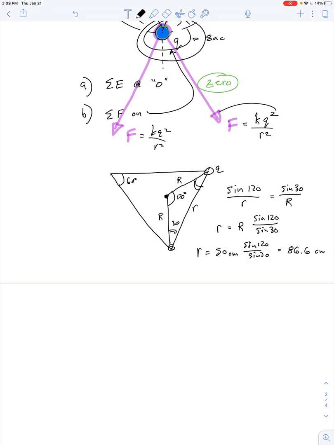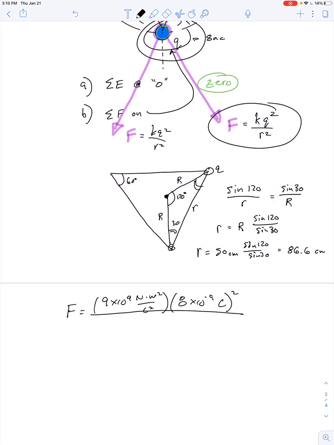Okay, so let's do some computation here. F all by itself is equal to 9 times 10 to the 9th Newton meter squared per Coulomb squared, multiplied by 8 times 10 to the negative 9th coulombs, quantity squared, all divided by 0.866 meters squared. Kq squared over r squared. So the meters get squared and cancel out, the coulombs get squared and cancel out, and we're left with newtons. Grab the calculator, see what you get. So we get a force of about 7.7 times 10 to the negative, I believe 10 to the negative 7th newtons.